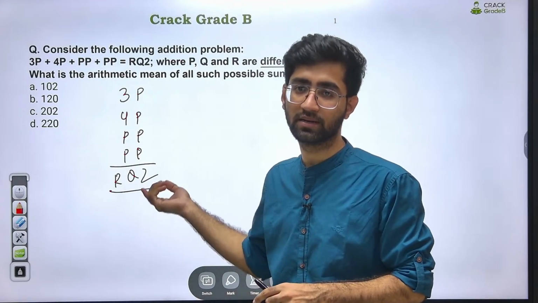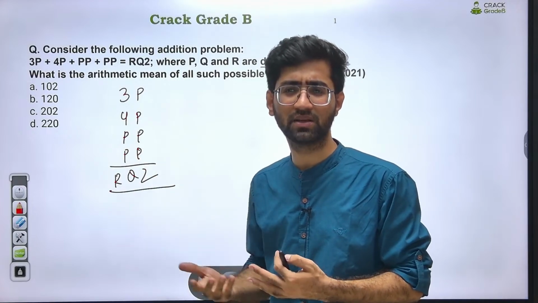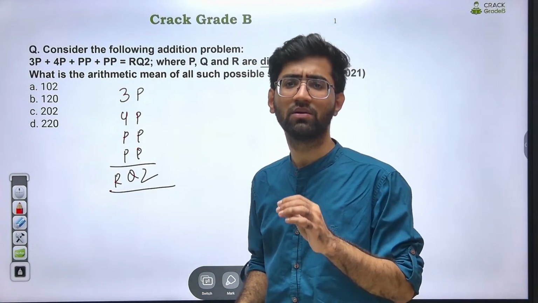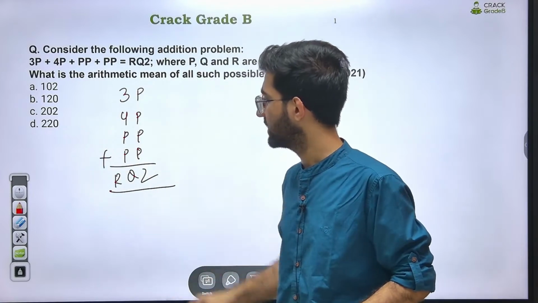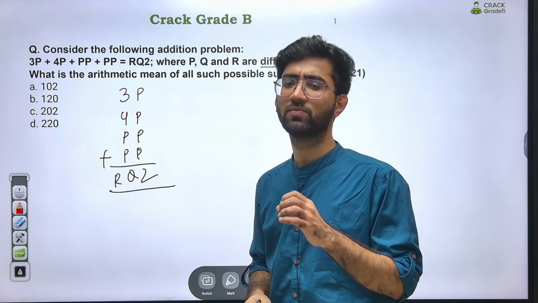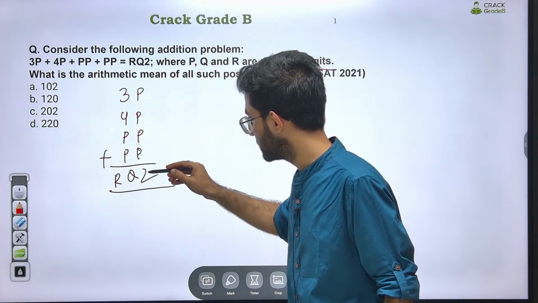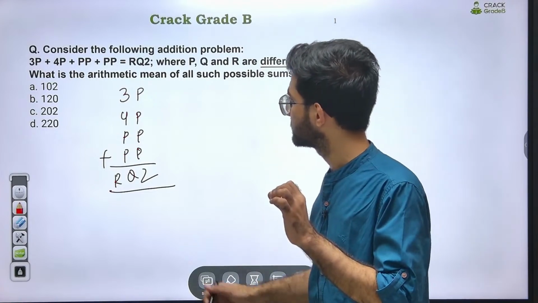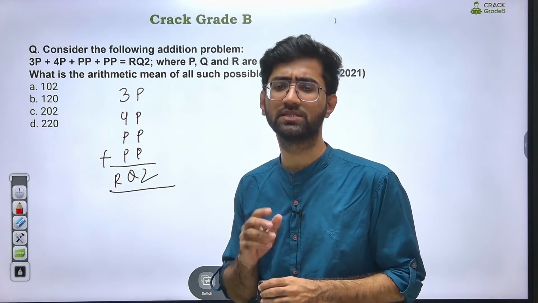I have told you earlier that CSAT does ask this kind of question, and once you solve a few questions related to this kind, you will be able to solve these questions directly. Now, if you observe, we are adding all the numbers and we are getting RQ2. At unit place 2 is present. So basically, you are adding P plus P plus P plus P and you are getting 2. Now think for some time, what can be the possible values of P? See, P is a single digit.